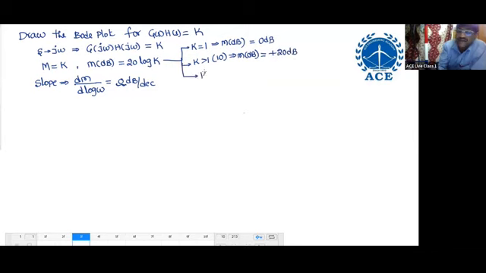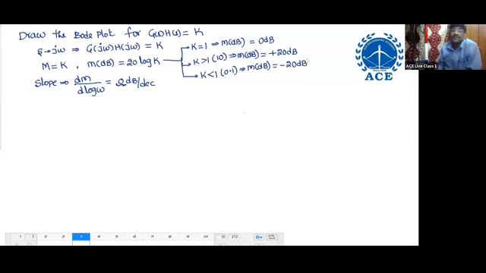In case K is less than 1, I'll take 0.1. What is the magnitude in dB? If you take 0.1, what is the magnitude? 20 log 0.1 is minus 20 dB.